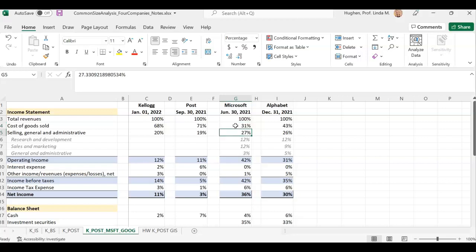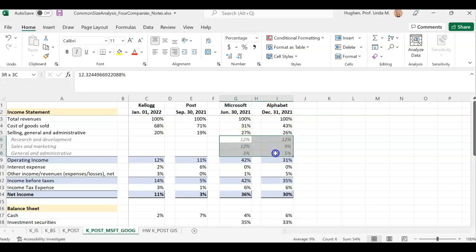SG&A, we can see that Microsoft has the highest SG&A. So the question for us is the reduction that we're getting with cost of goods sold as a lower percentage of our sales, is that offset by having higher SG&A? Now, Microsoft and Alphabet, the company that owns Google and Nest and Fitbit, but Alphabet we know is primarily Google.